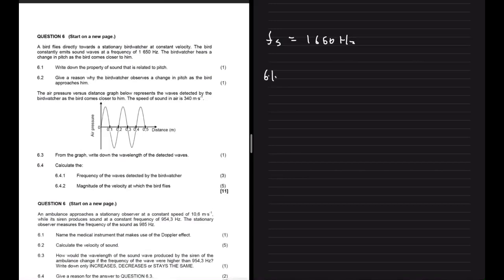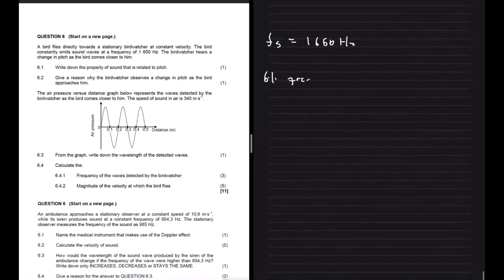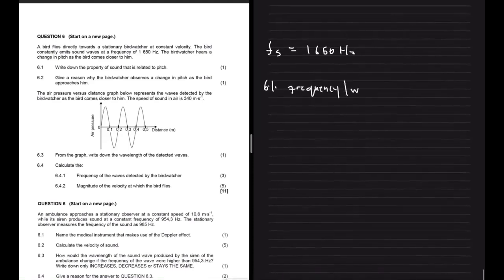6.1 says, write down the property of sound that is related to pitch. By definition, the Doppler effect is the change in frequency, wavelength, or pitch because of relative movement between an observer and a sound source. So a property that is related to pitch is frequency, right? But at the same time, frequency is related to wavelength. So we're going to write wavelength/frequency like I just did.